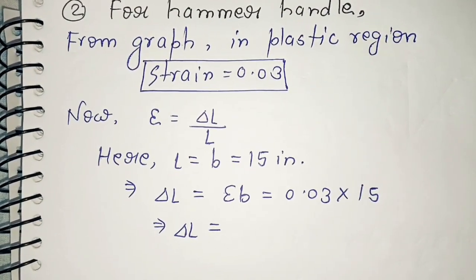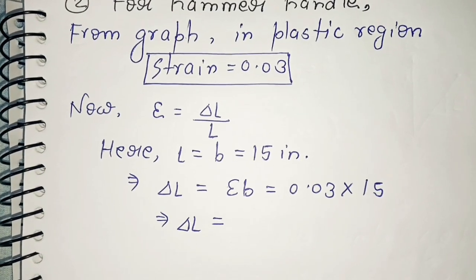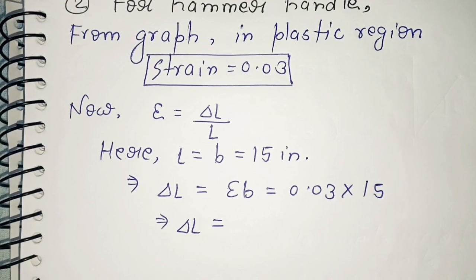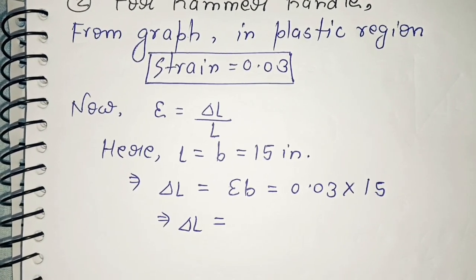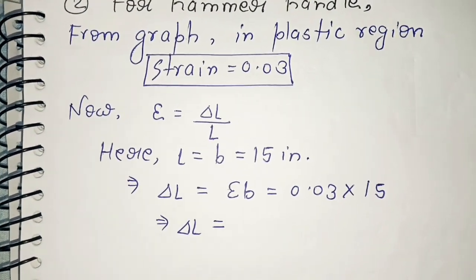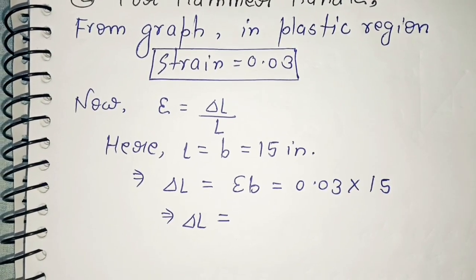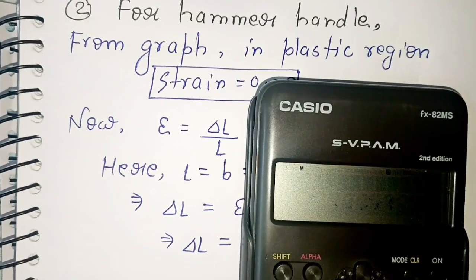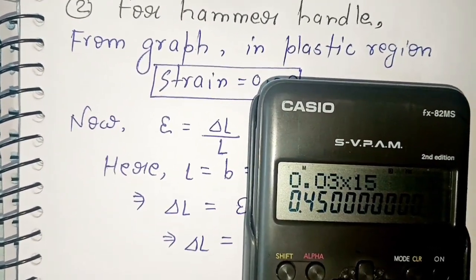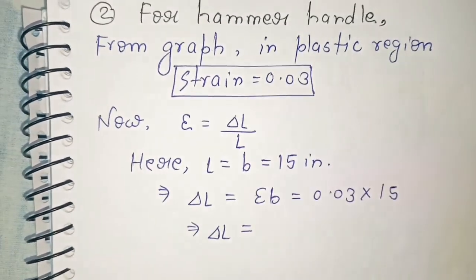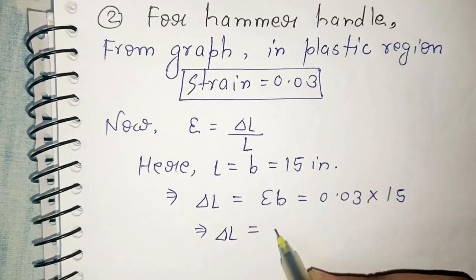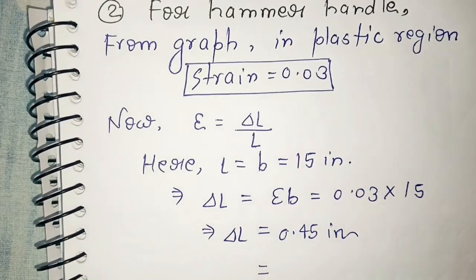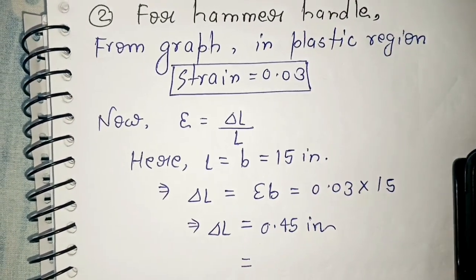And now we know that strain is obviously elongation divided by original dimension, and basically the dimension we will take here is going to be the length of the hammer handle. So that is denoted by small b, and the value of small b is 15 inches. So delta L elongation is basically epsilon times b. So it is 0.03 into 15. If you calculate this, 0.03 into 15, it is basically 0.45. So it's 0.45 inches. So we can say that 0.45 inch is the elongation in the hammer handle.